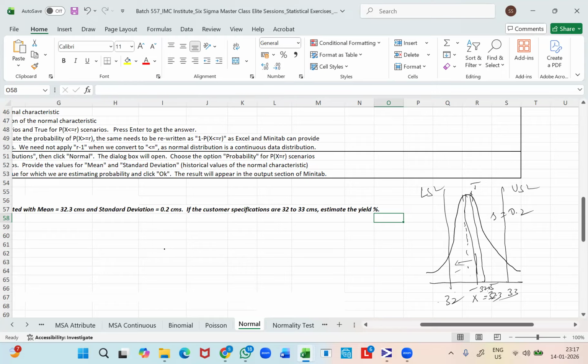So when we calculate the sigma level, we need to apply the LSL side formula. That is why we are making an observation like this. But if you want to calculate the yield percentage, which area in this process diagram do we need to shade or find out? Which area do we need to estimate in order to come up with the yield percentage? So what will be the yield?